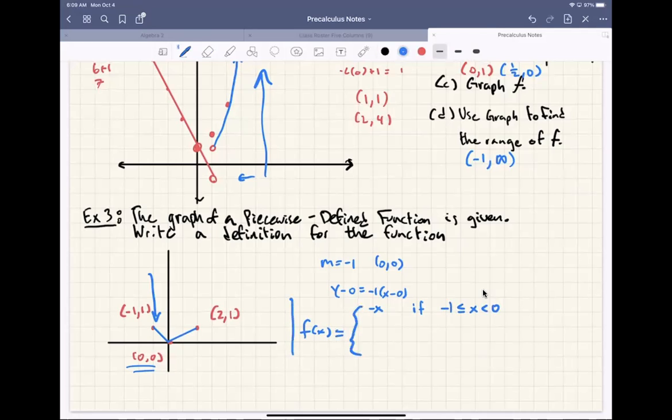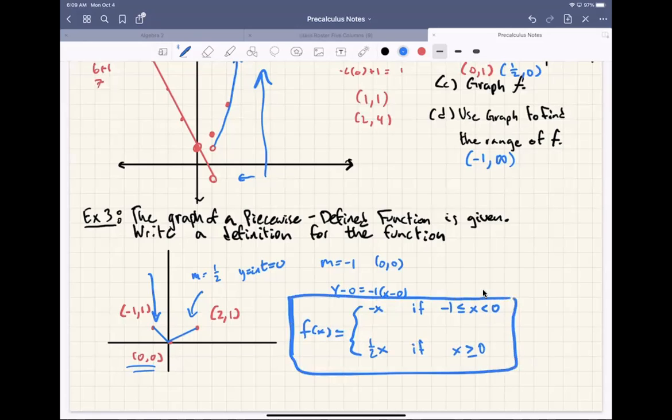And then our final part is going to be, you can see right here, our slope is 1/2, so 1/2 x. And our y-intercept is 0. So using slope-intercept form, you're gonna get that it's 1/2 x if x is greater than or equal to 0. And say or equal to because you have a solid line. It doesn't matter which one you said equal to.